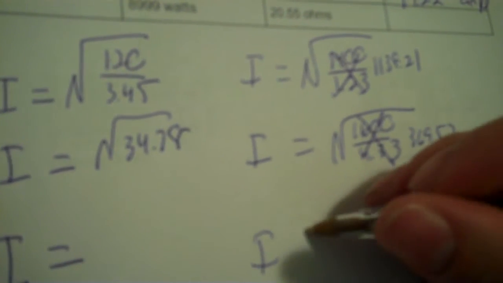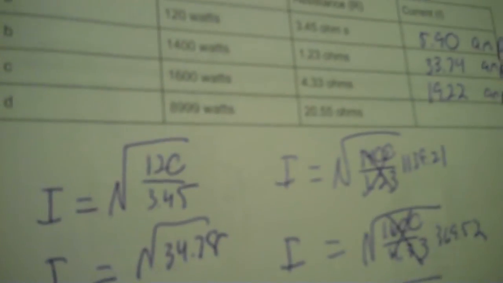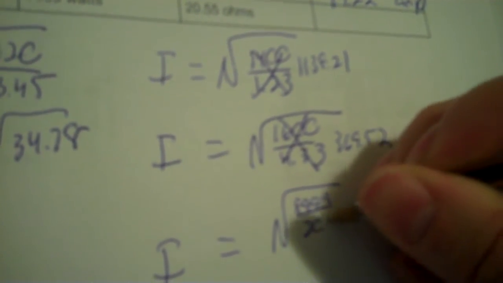And last but not least, I think you know the drill by now. We're going to divide 8,999 by 20.55. Okay, 437.91. And I find the square root of 437.91. Okay, 20.93.